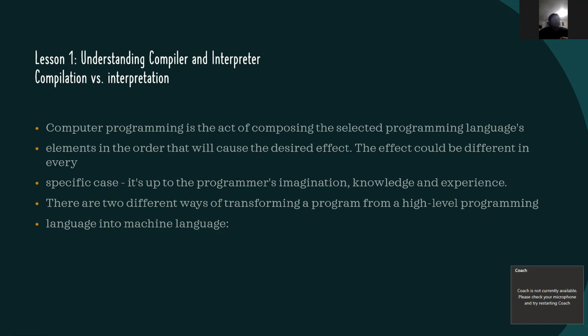Lesson 1. Understanding compiler and interpreter. Computer programming is the act of composing the selected programming language elements in the order that will cause the desired effect. That effect could be different in every specific case. It's up to the programmer's imagination, knowledge, and experience. There are two different ways of transforming a program from a high-level programming language into machine language.